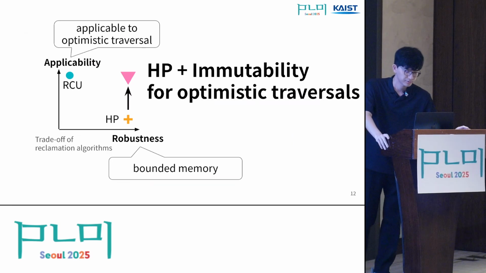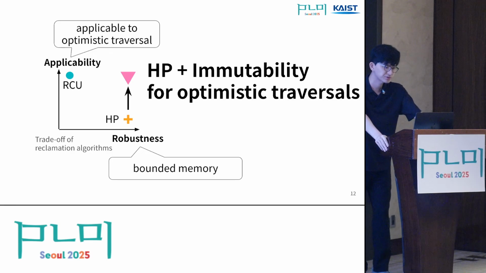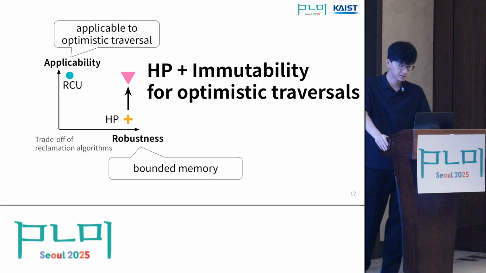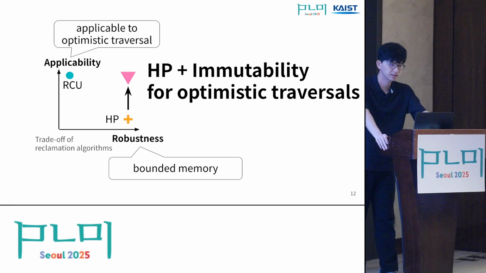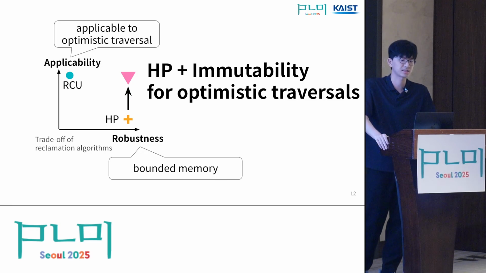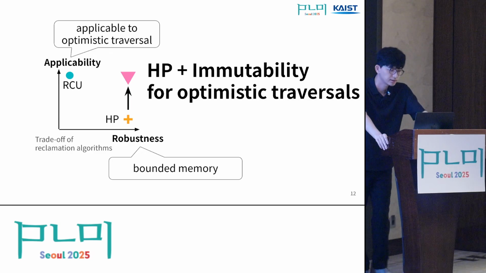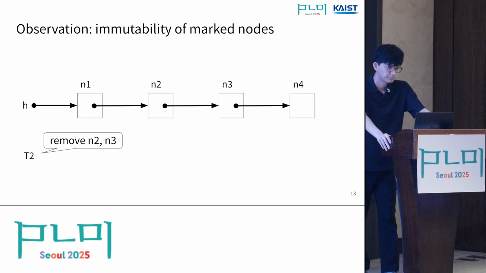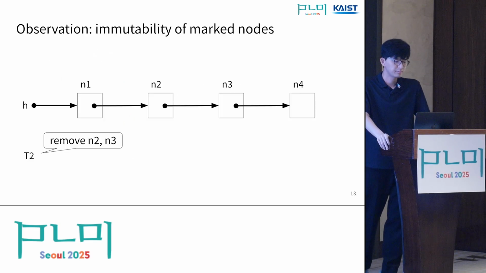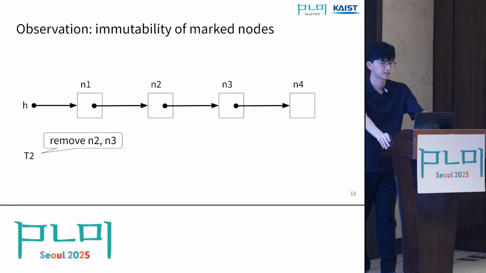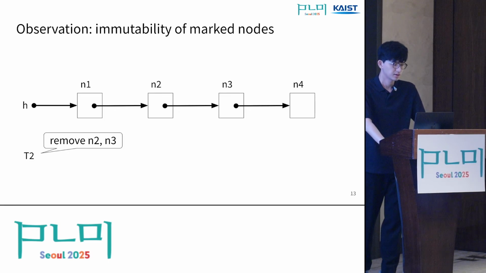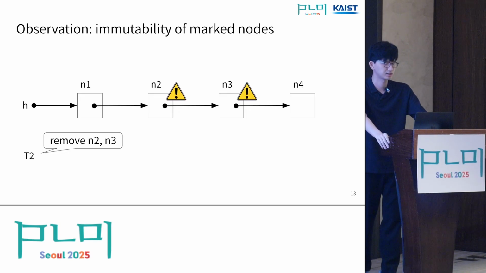In this work, we have developed a new validation strategy that overcomes this limitation and can be efficiently applied to optimistic traversal. Our key idea is to leverage the inherent immutability of traversal-based data structures for validation. Now, let us look into this idea in more detail. By immutability of data structures, we mean that a marked node's next pointer field becomes immutable. For example, say nodes 2 and 3 are just marked as to be detached.